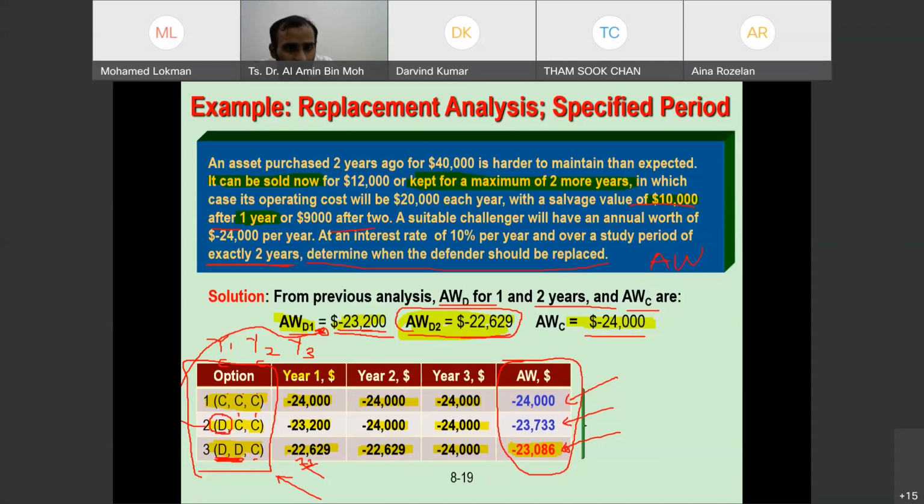What, keep the defender 2 years? Yes, exactly. So they are asking to determine when the defender should be replaced. So keep for 2 years. It's not changed on year 2, but keep for 2 years. So you are going to change it on year 3. So the decision is option 3, keep the defender for 2 years, then we replace. So that's the thing on the specified period.